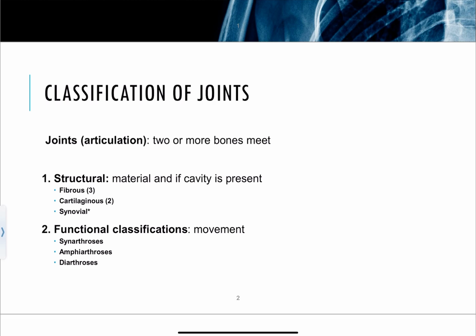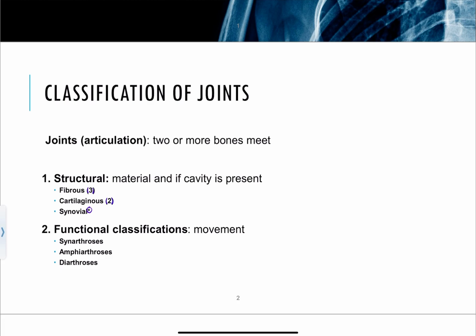So if we're talking about structural classification, we have 3 different types. We have fibrous, cartilaginous, and synovial. I just put in parentheses here that we have 3 specific types of fibrous joints, 2 cartilaginous, and we'll talk about the different types of synovial. Synovial joints are the only ones that actually do have a cavity present, so that's why there's this little asterisk here. Fibrous and cartilaginous joints do not have a cavity present.